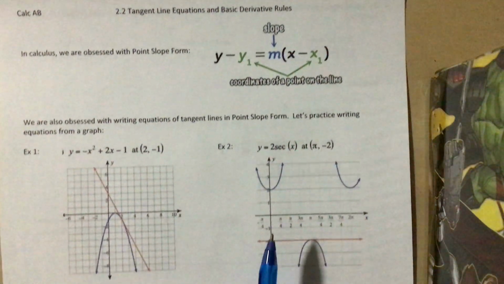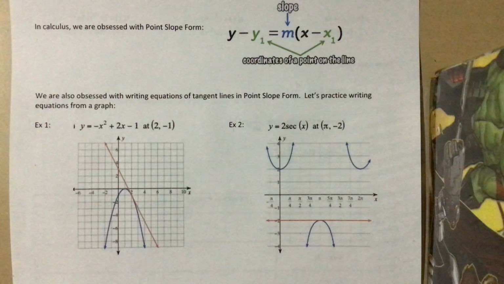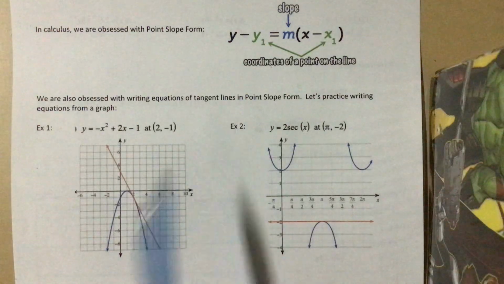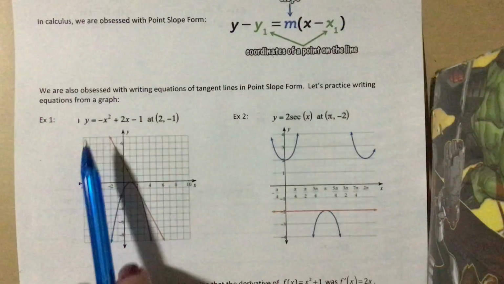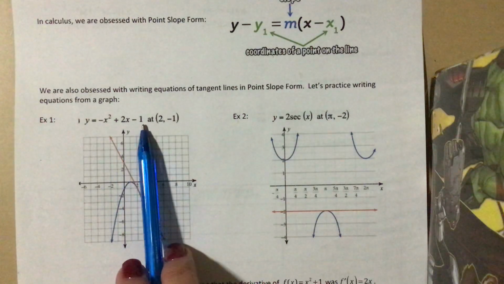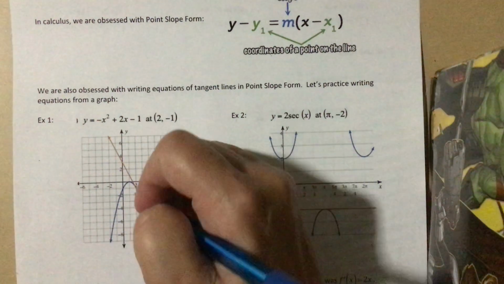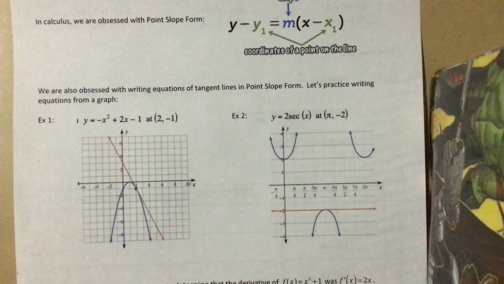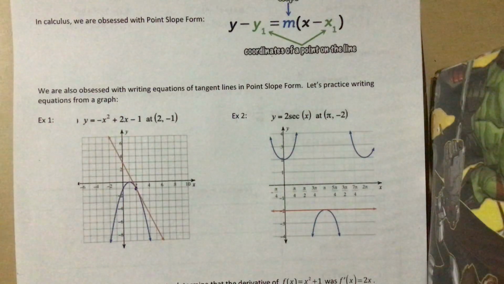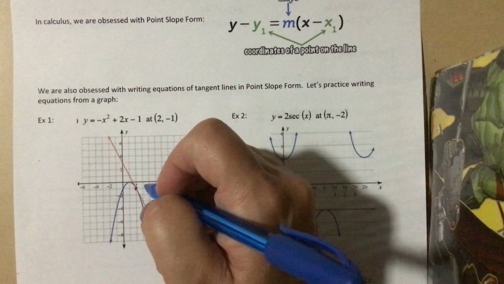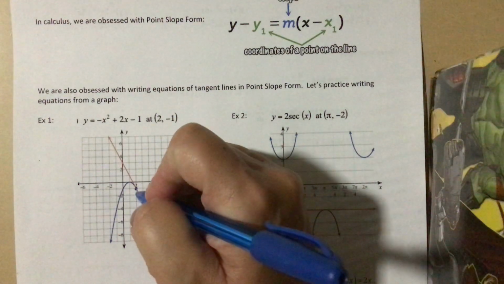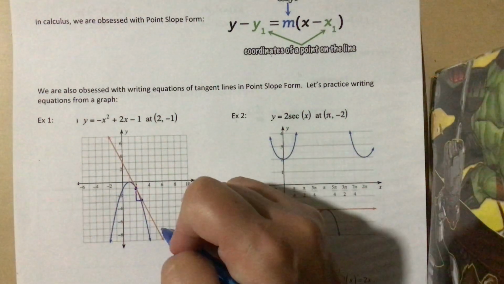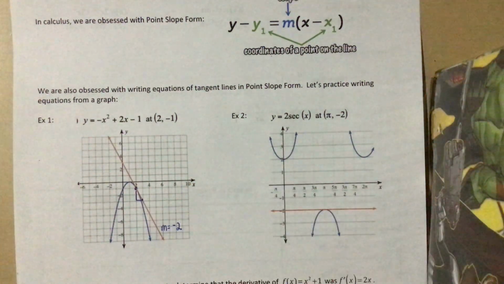Okay, so down here, let's try a couple examples graphically with this second obsession, right? Writing equations of tangent lines in point slope form. So we've got an equation here, y equals negative x squared plus 2x minus 1. And then we've got this point right here, 2, negative 1. We're going to find the slope of the tangent line there. So like we did the other day, we're going to count out the slope here. And it looks like if I count down 2 boxes and over 1 box on my red line, I get the slope of the red line to be negative 2.